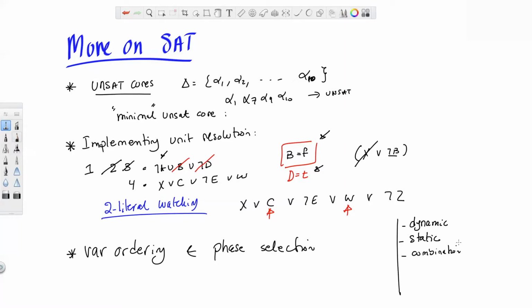Now, dynamic is what's typically used in SAT solvers. Static and combination were tried, they're not competitive. You would not want to use them for SAT solvers, but they are actually very relevant for the second part of the foundations on knowledge compilation.